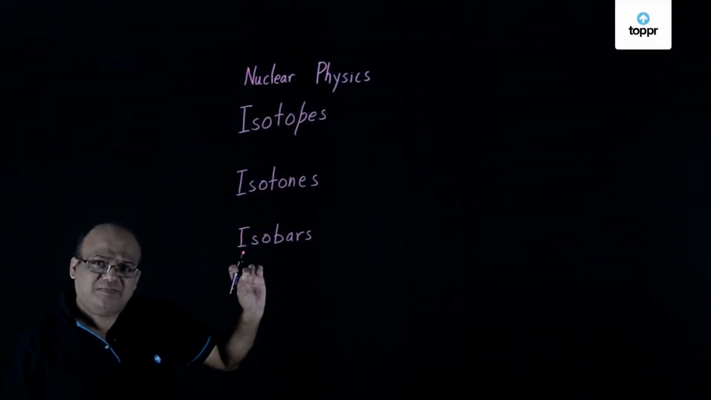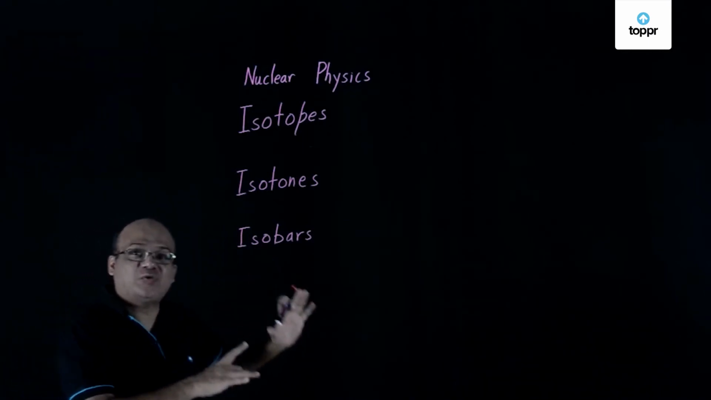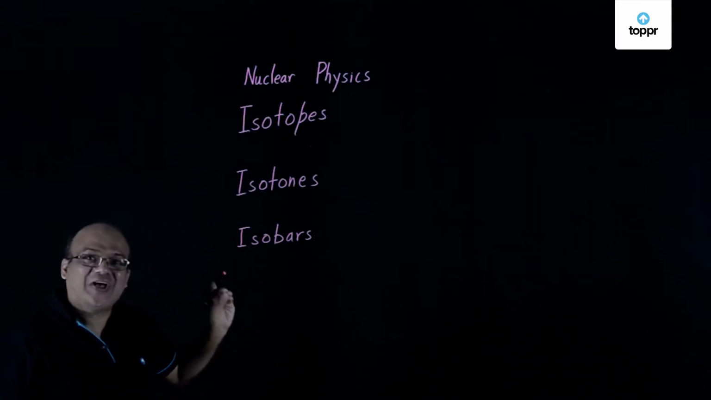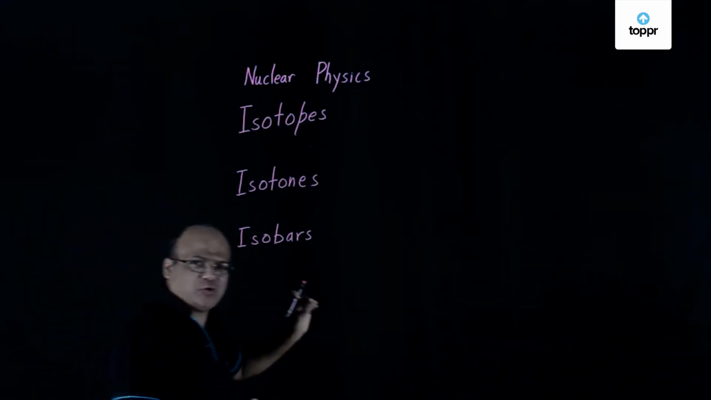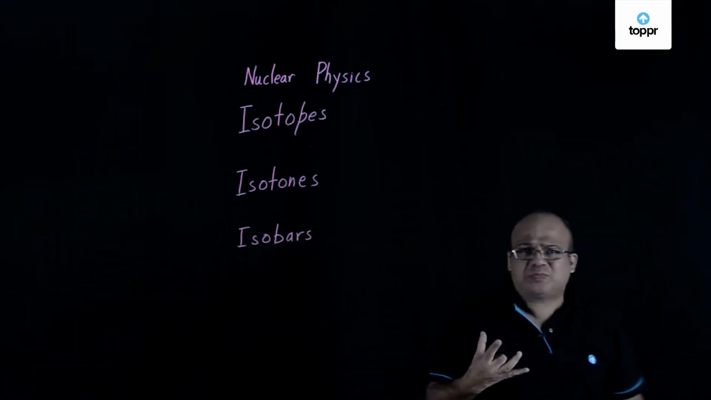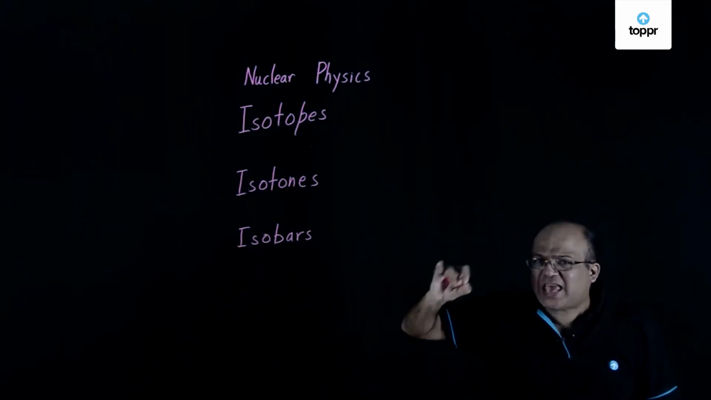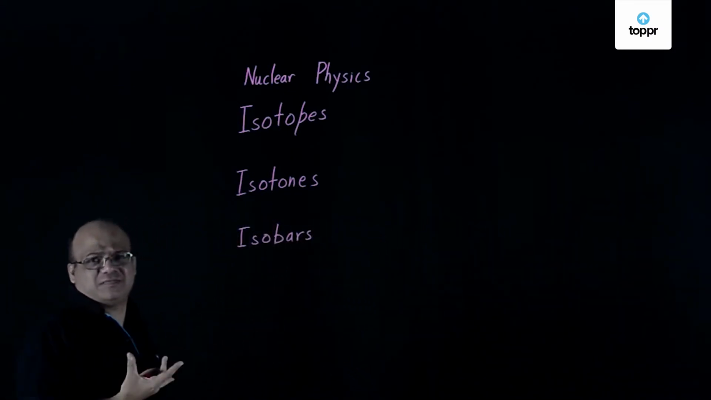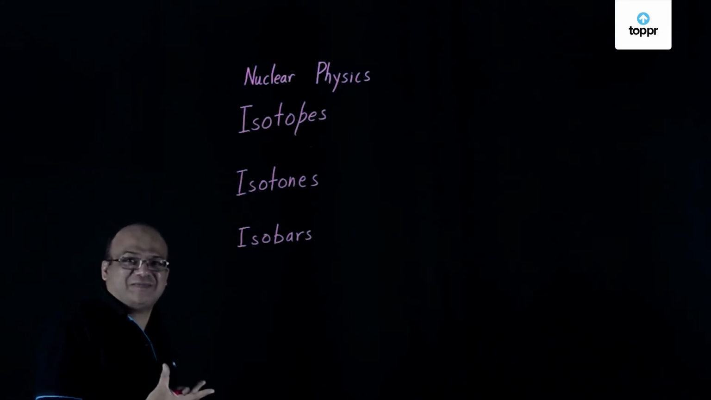In this lesson, we are going to learn about isotopes, isotones and isobars and learn some examples of these things. What is an isotope? Isotopes have the same atomic number. They are the same element, but they have different mass numbers. They have the same Z, but a different number of neutrons and a different mass number, right?